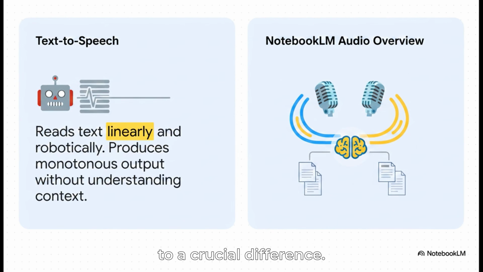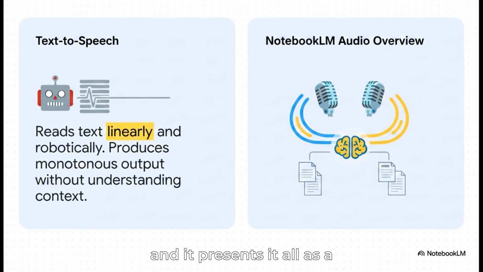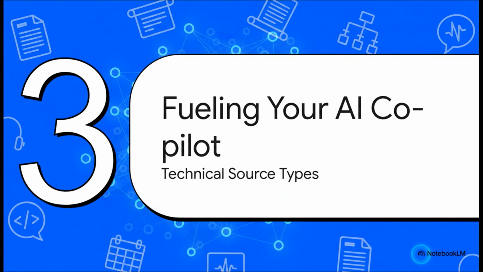And this really gets to a crucial difference. You know, basic text-to-speech, it just reads words. It's flat, it's linear, and it has absolutely no idea what the context is. NotebookLM's audio overview, on the other hand, is a reasoning tool. It actually identifies the key themes, it pieces together information from multiple documents, and it presents it all as a structured, pretty engaging conversation. Okay, so that sounds great in theory, but what about the documents you actually use every single day? Let's talk about the kinds of technical sources you can feed into this AI to really turn it into your own expert co-pilot.